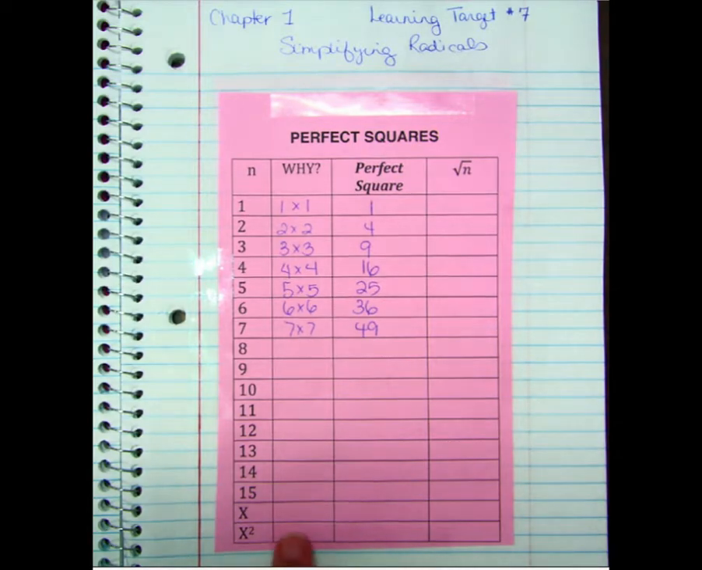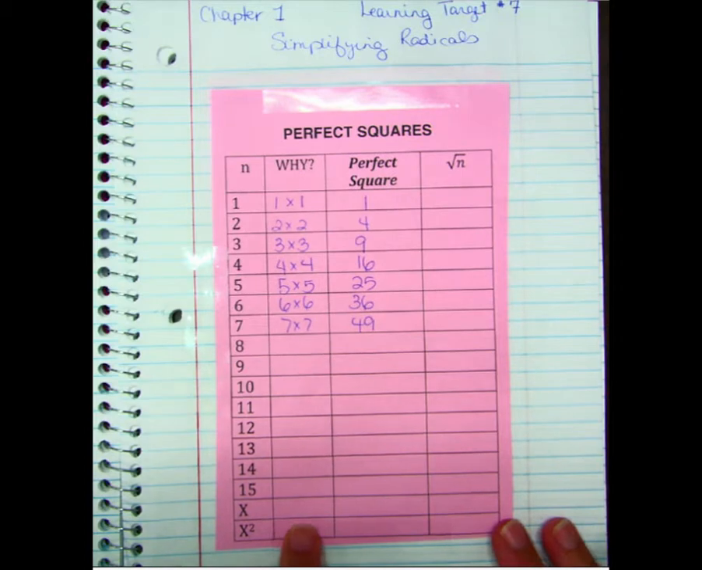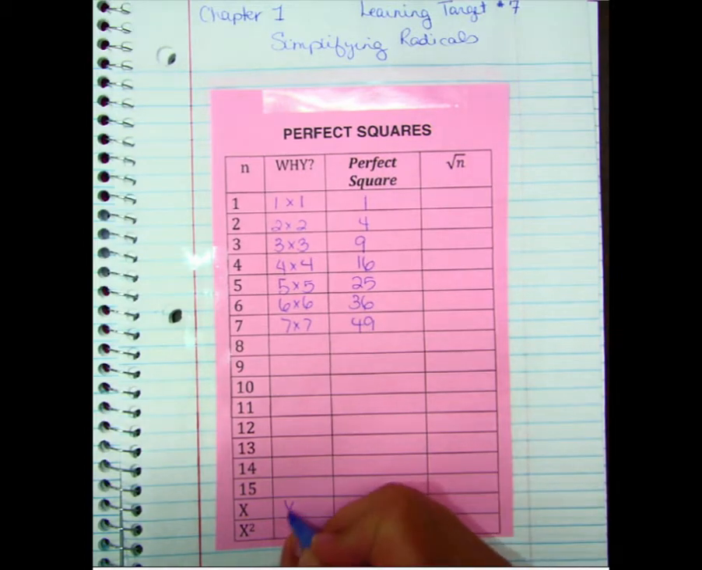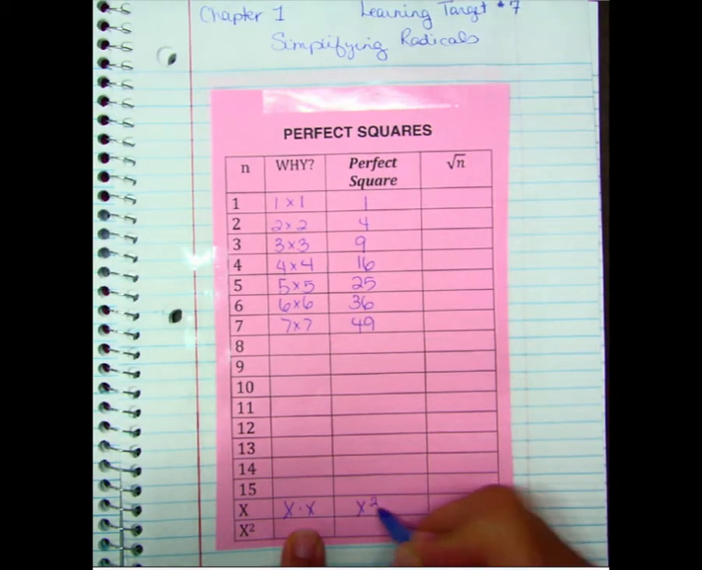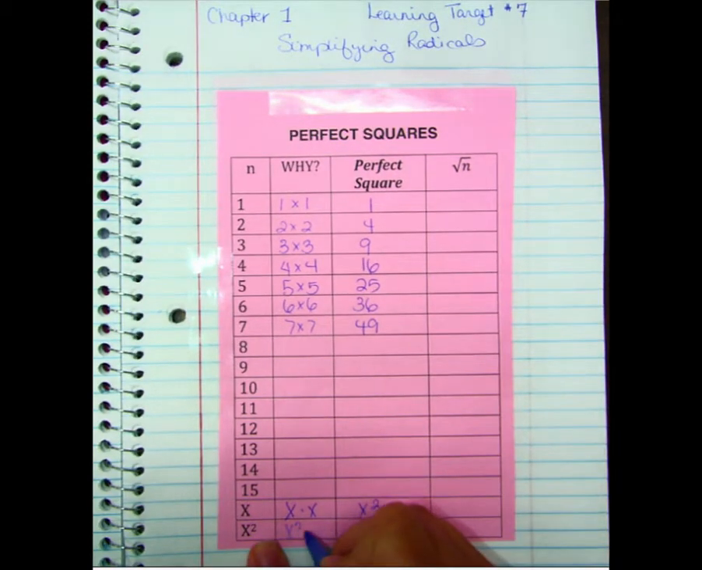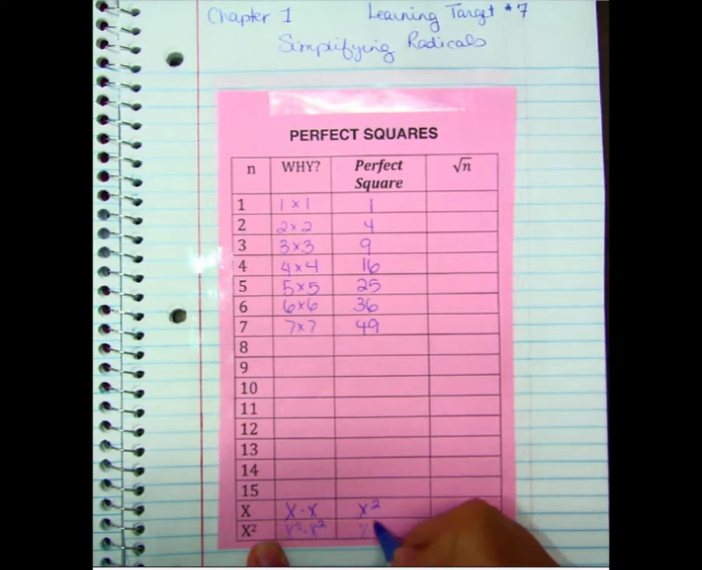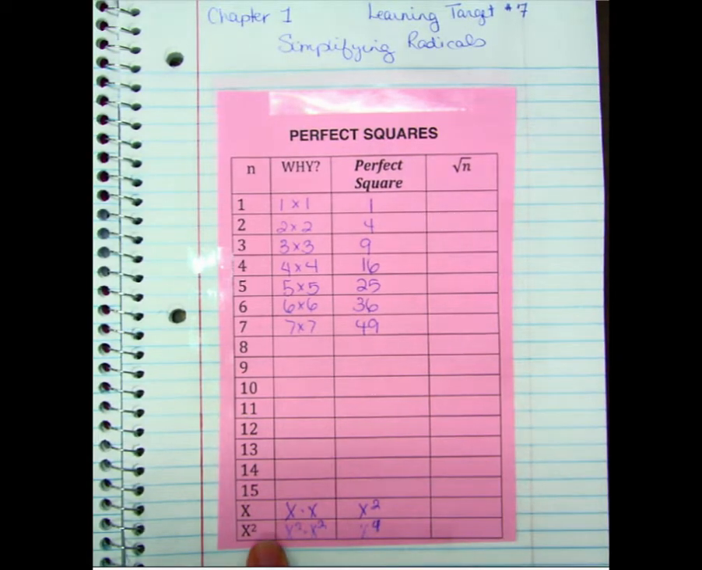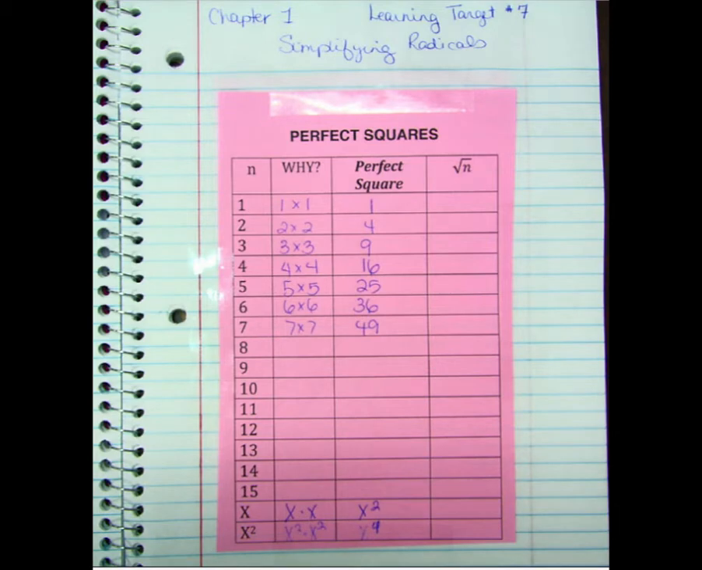Then we get to x. So I just want to make sure that we talk about x's in case you see them. If we multiply x times x, we get x squared. So x squared is a perfect square. If we multiply x squared times x squared, we get x to the fourth. So x to the fourth is a perfect square. Any of your even exponents will be perfect squares.